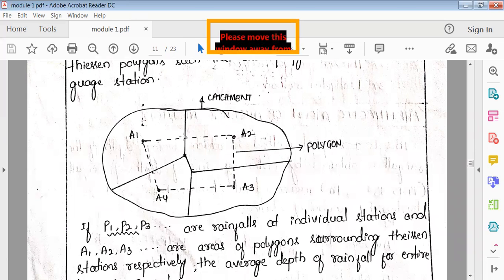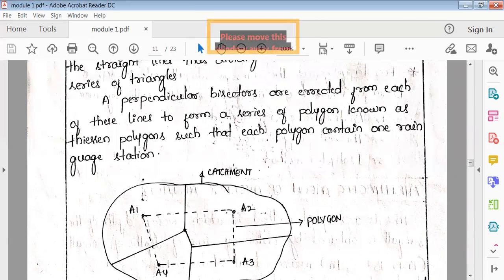You can see here, from this line one perpendicular line, from this another. So this is A1, and this is one station. Similarly, another perpendicular line. These are called perpendicular bisectors. Then from this line A3, and A4 is perpendicular from these two lines. So A1, A2, and A3 are all marked, and these are called Thiessen polygons. A1, A2, A3 are completely joined together and they form a polygon, the dotted lines.